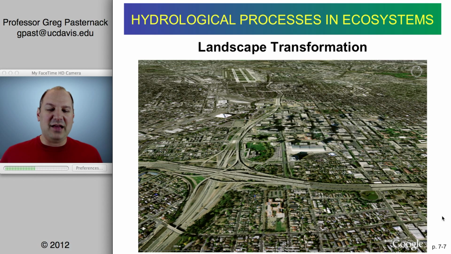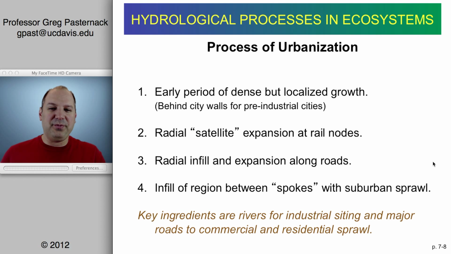But look at the effect on the landscape, not only in terms of the size of its footprint, but in terms of creating barriers for water flow and creating island biogeography, like patches of habitat that organisms can't migrate from one to the other. So what is the process of urbanization?